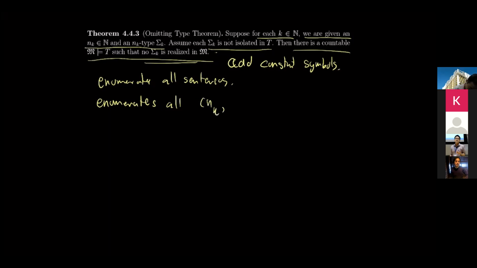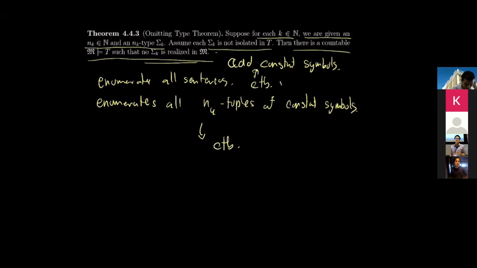Tuples of constant symbols that we add. So we have all these finite tuples, right? And we enumerate all of them. We know that this must be countable, at countably many constant symbols. We enumerate all the sentences, enumerate all the tuples.